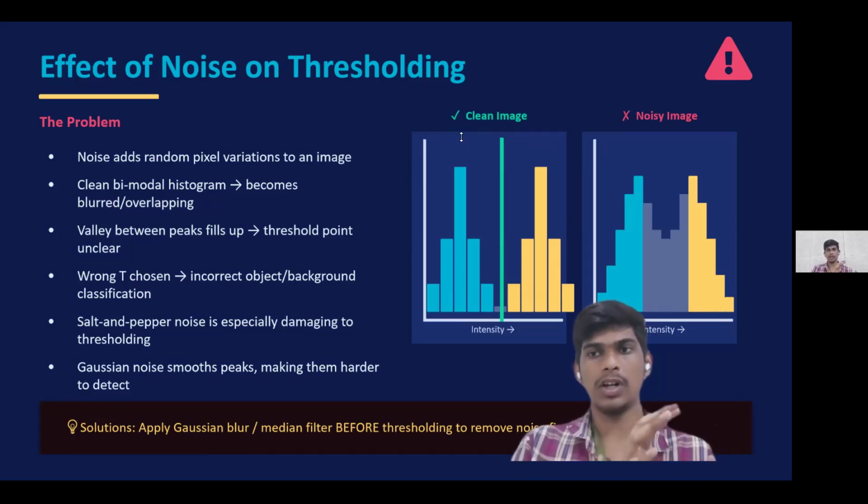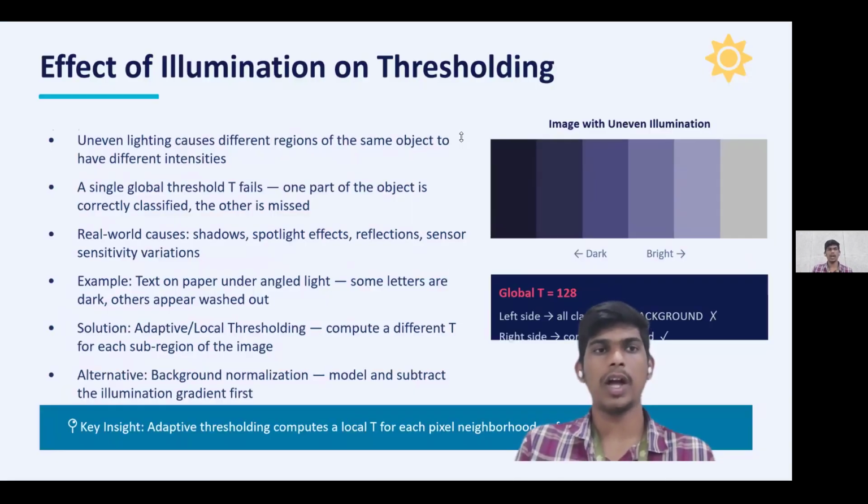We have to move that kernel over the entire image, and we need to sum the products of each pixel and replace it with that value. This is about the effect of noise in thresholding. And coming to the effect of illumination in thresholding, let's understand what illumination is first.